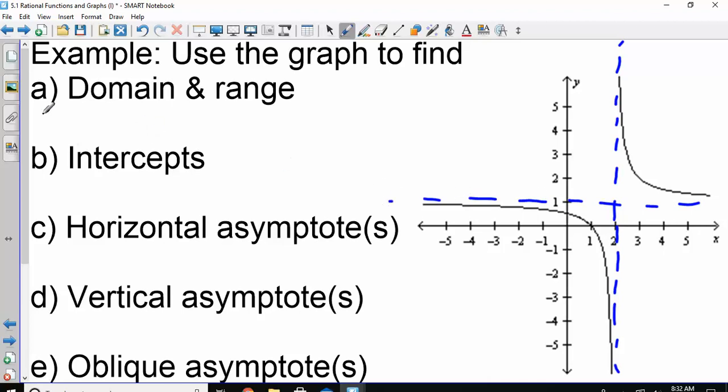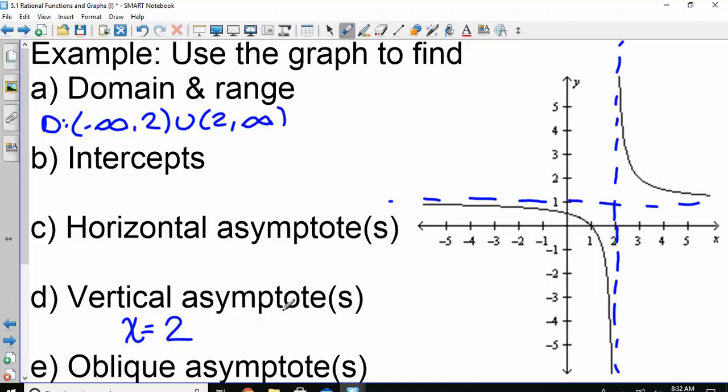Okay. So my domain, we're hitting everything except 2. It's negative infinity to 2, union 2 to infinity. That means the vertical asymptote is x equals 2. Range. What y values do we hit? Everything except 1. So that's negative infinity to 1, union 1 to infinity. That means my horizontal asymptote would be y equals 1.